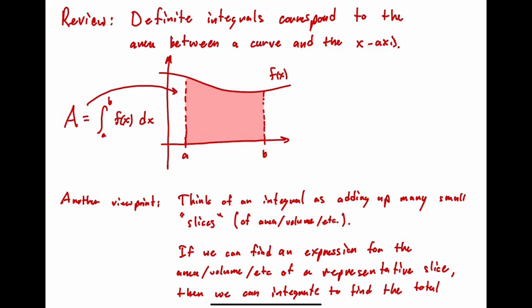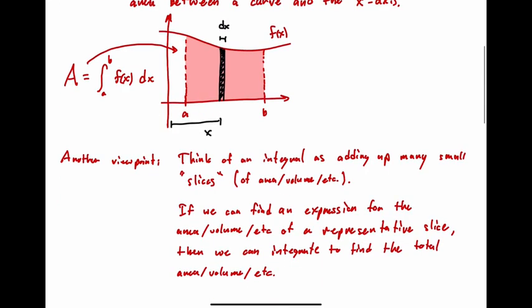So let's just imagine here a thin slice of area inside this region. And we'll say that this is some distance x from the y-axis. And this is a thin slice, so it's going to have a width of delta x, or we'll call this dx, if we take an infinitesimally thin slice. If we can find the area of this slice, then we can integrate that expression to find the total area. If we can find an expression for the area or volume of a representative slice, an integral will give us the total area or volume or whatever it is that we're interested in.